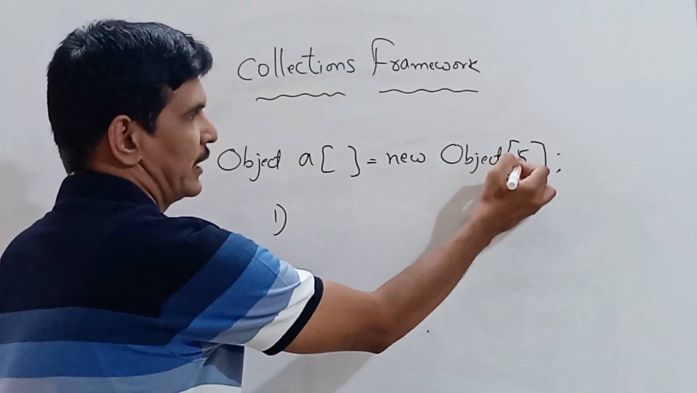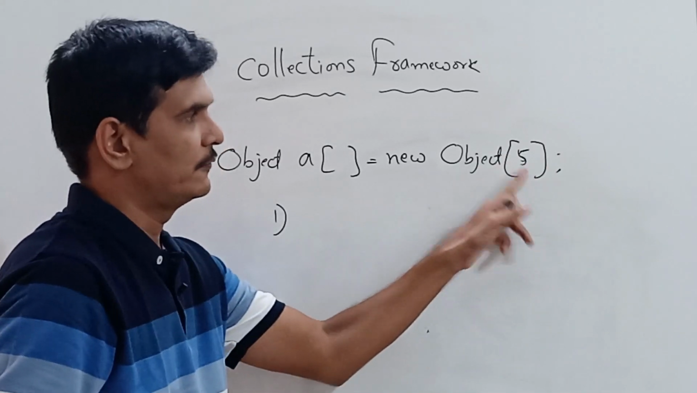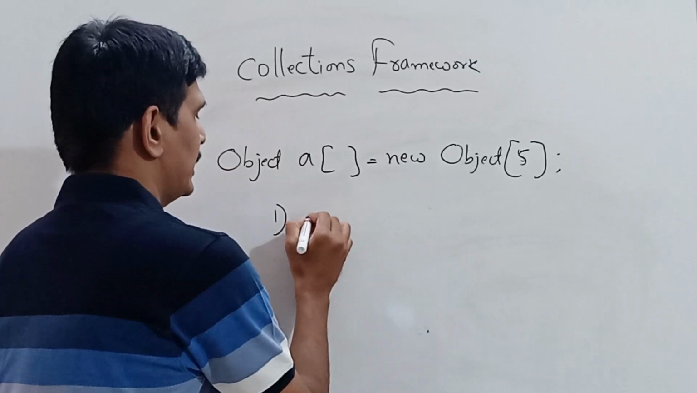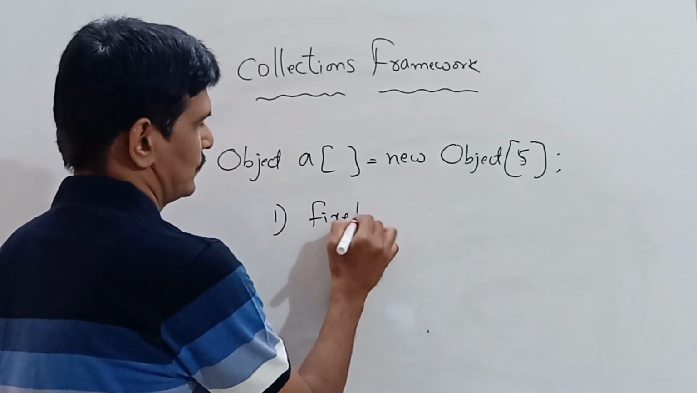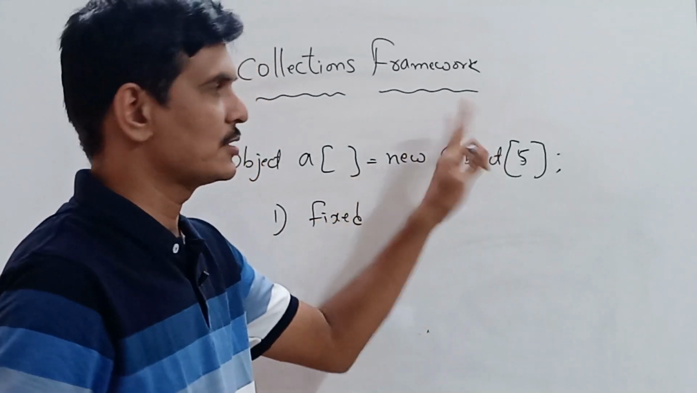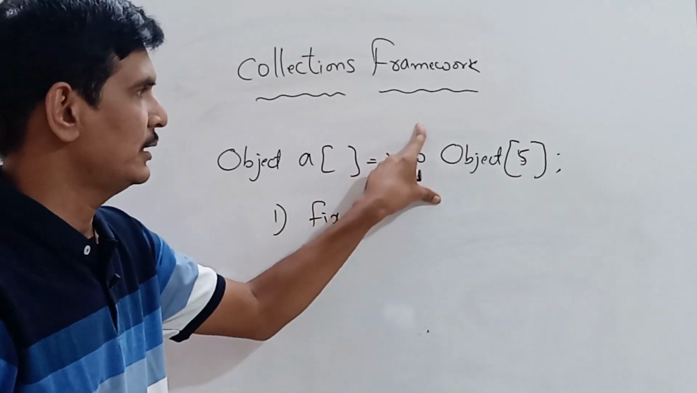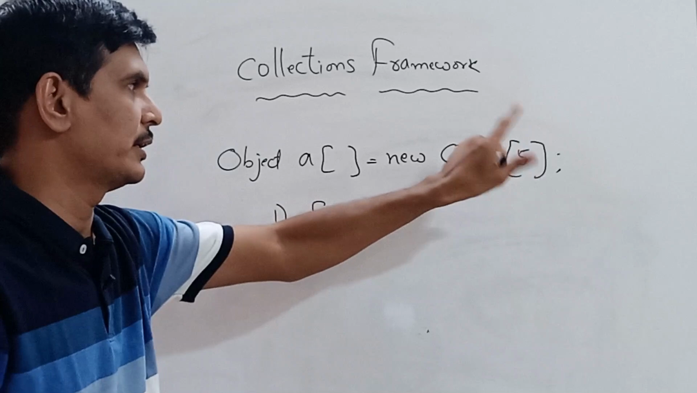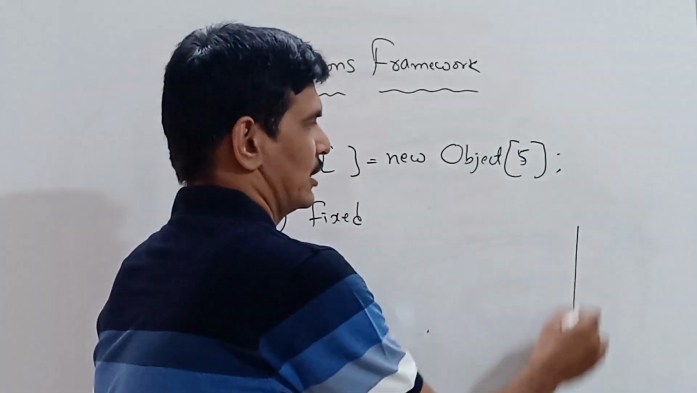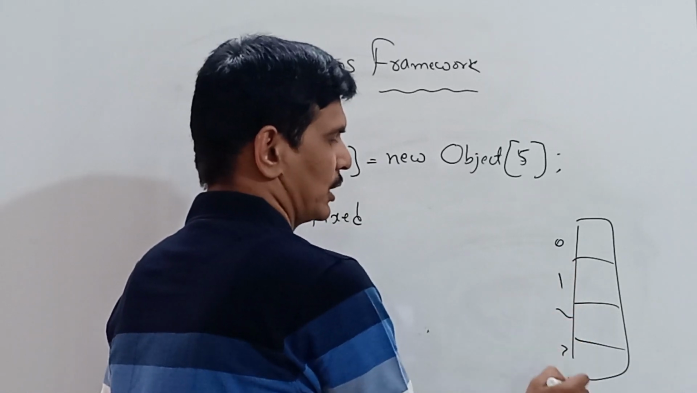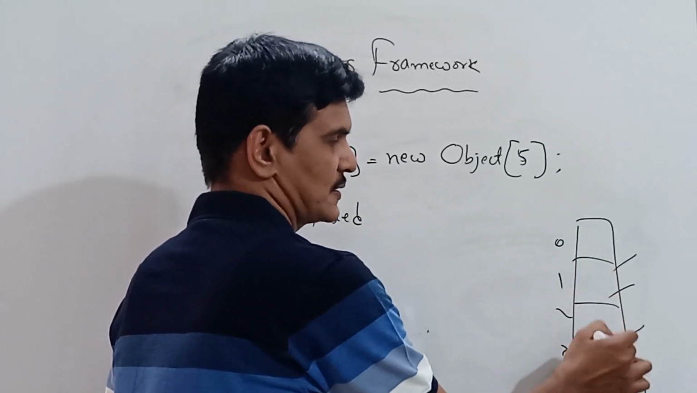So for example, when I say 5, that value is fixed, so I cannot store more than 5 values. So array is fixed in size. At runtime I cannot increase or decrease the size. So when I define the array, the size is fixed. It will create 5 memory locations, and I can store only 5 elements in this array.